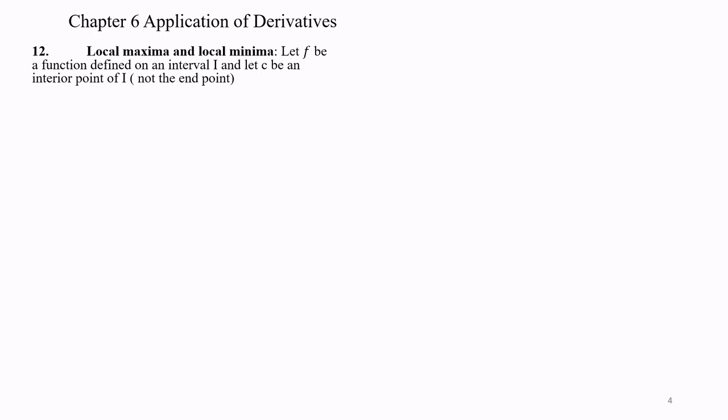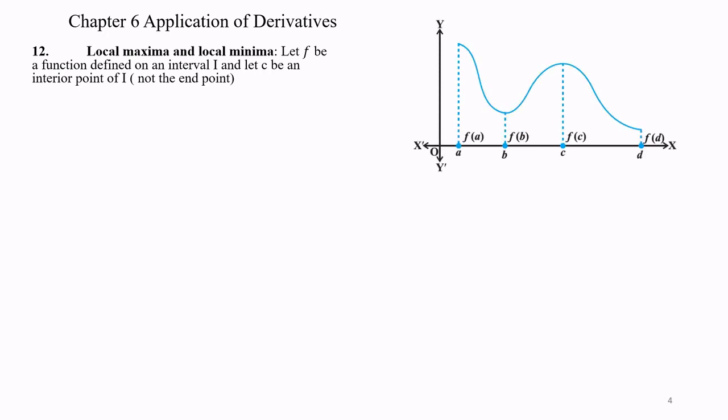Then we will learn about the local maxima and local minima. Let f be a function defined on the interval I, and let c be an interior point of I, but not the end point. See here, there are 4 points: small a, small b, small c and small d. Small a is the end point, the beginning point, and small d is the end point. So, we have to define the function within the interval. The interval is between a and d.